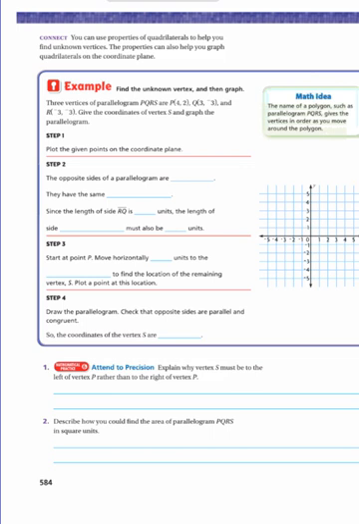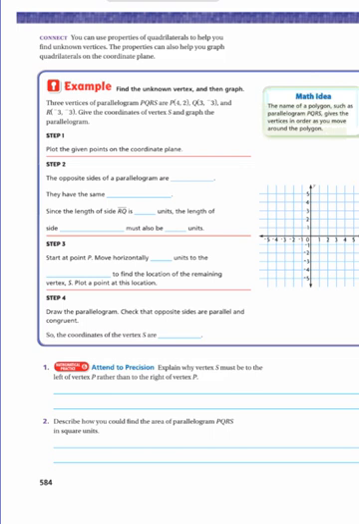Next, you can use properties of quadrilaterals to help you find unknown vertices. The properties can also help you graph quadrilaterals on the coordinate plane. Example: find the unknown vertex and then graph. Three vertices of parallelogram PQRS are P (4,2), Q (3,-3), and R (-3,-3). Give the coordinates of vertex S and graph the parallelogram.